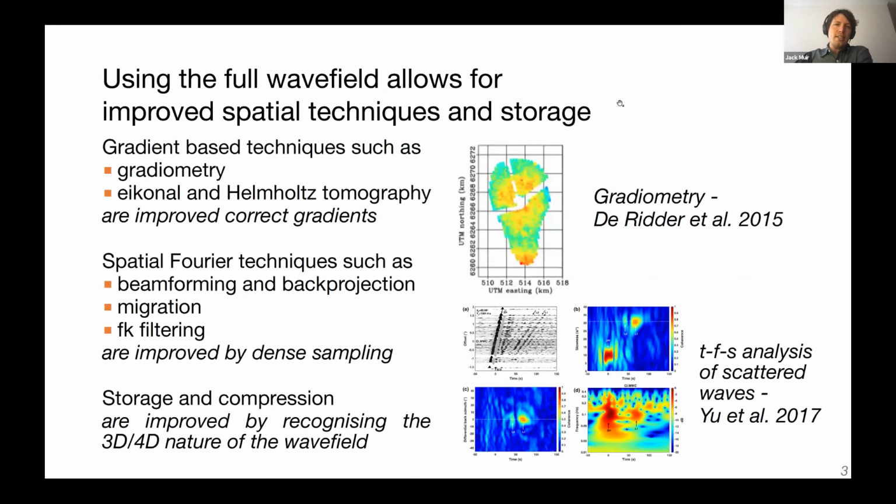If we have access to the full wavefield, we can do all sorts of things with seismology that we can't if we only have access to time series. So there's a whole world of gradient-based techniques, such as wavefield gradiometry or eikonal or Helmholtz tomography, which enable us to really access the wavefield and physical parameters in a robust fashion without having to perform formal inverse problems. So this is an amazing result from Derode et al.